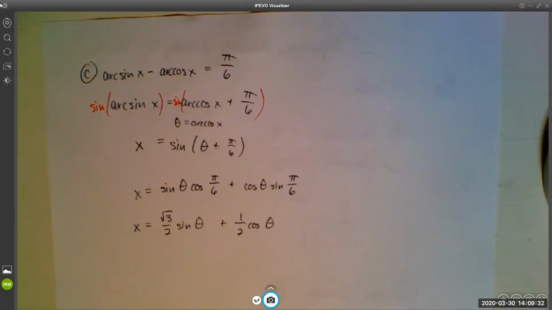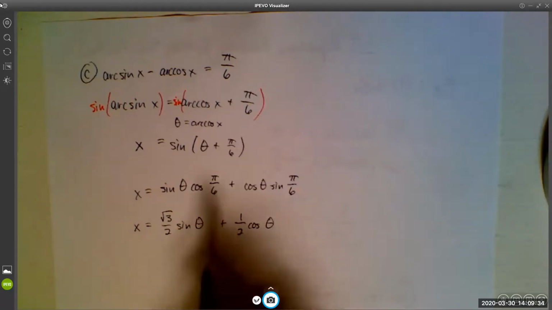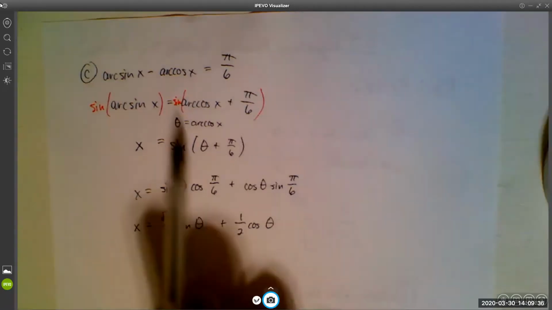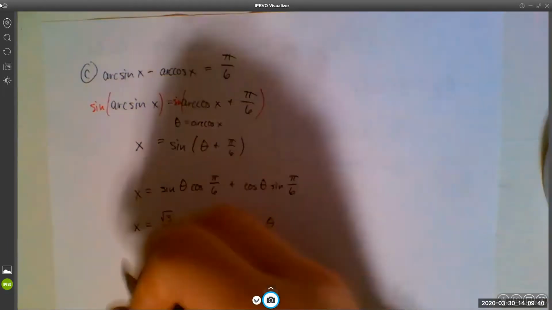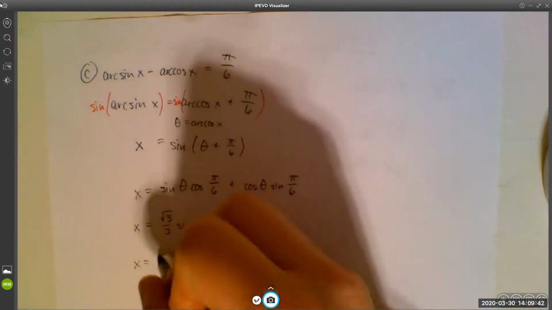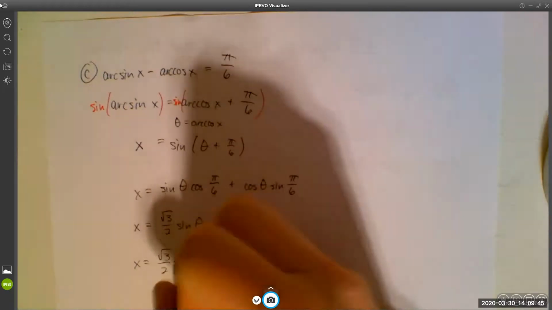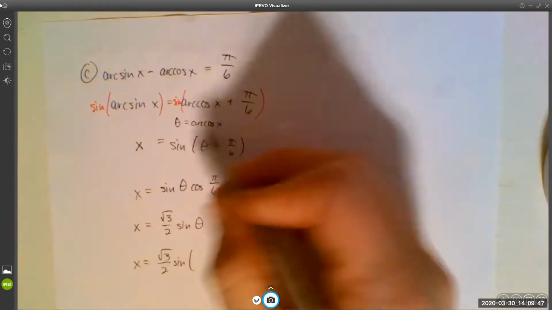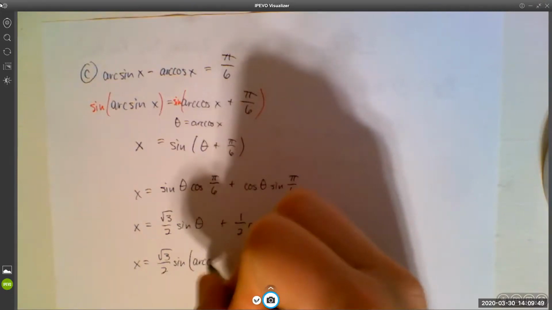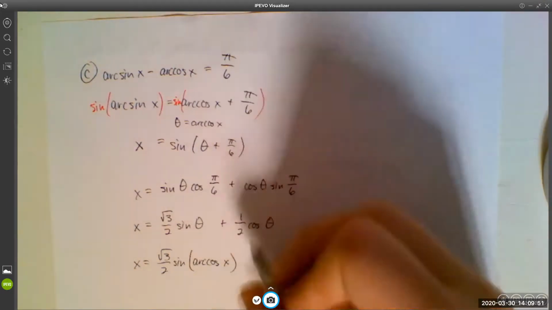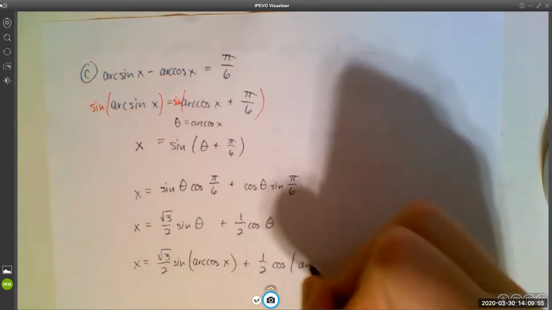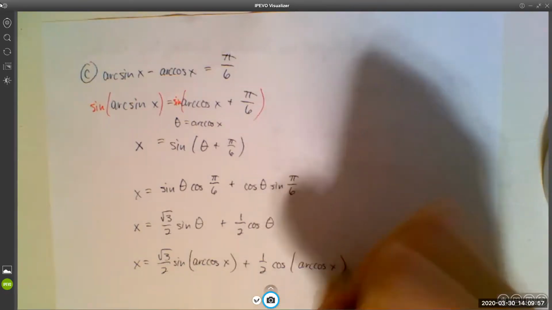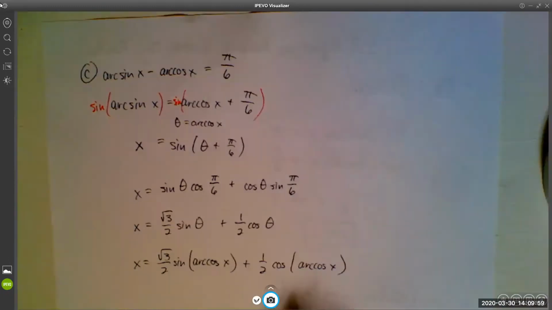Well, we still haven't finished solving for x though, right? So we've solved for x in terms of theta, but theta was something else in terms of x. Let's go ahead and make the replacement now. We can say x equals root 3 over 2 sine of theta. Theta is really arc cosine x. Plus 1/2 cosine theta. Oh, well, that one's not bad, right?